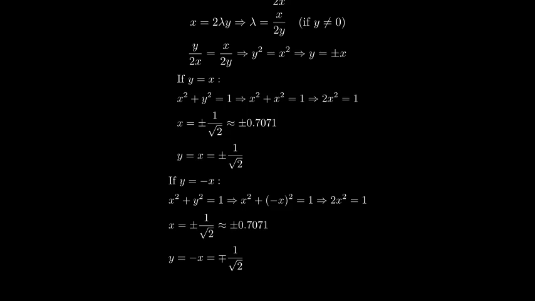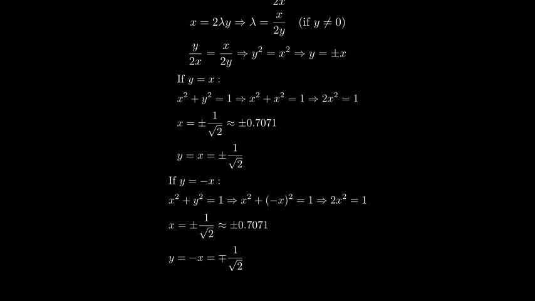Step 4. Evaluate the function at each candidate point. We have 4 possible points. 1. x equals 1 over root 2, y equals 1 over root 2. 2. x equals negative 1 over root 2, y equals negative 1 over root 2. 3. x equals 1 over root 2, y equals negative 1 over root 2. 4. x equals negative 1 over root 2, y equals 1 over root 2.